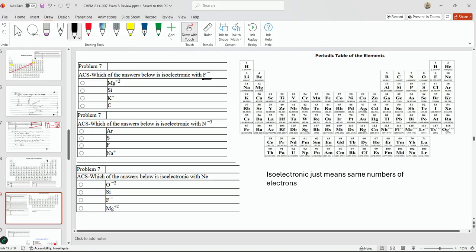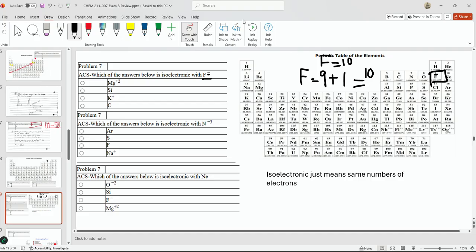Does it have 7? How did you get to 7? F is over here, so the base is 9, no? Okay, yeah, that makes sense. So the base is 9. But remember, earlier you said when you have a plus, you take away electrons. What happens when you have a minus here? You add 1. So the answer will be 10. So F minus has 10 electrons.